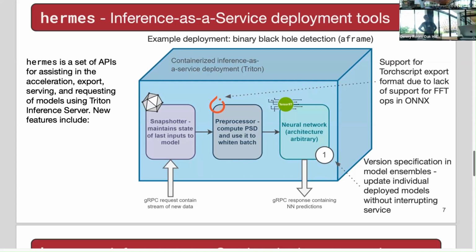And then also, this flow of data through a set of models is, in the inference-as-a-service nomenclature, called an ensemble. And so being able to represent models with that ensemble. So in this case, the neural network is the only thing that's going to get updated over time as we retrain the network. The other things are static over time. And so being able to keep those the same, but update the version of the neural network itself without interrupting service, will be really valuable when we go into online deployment.